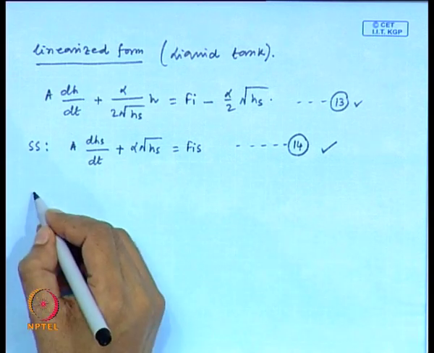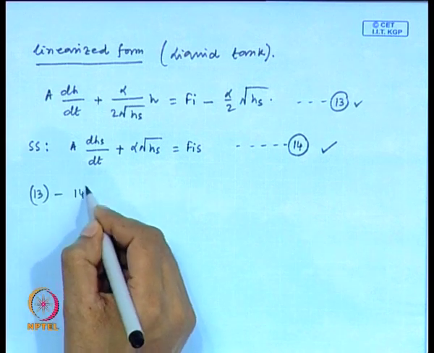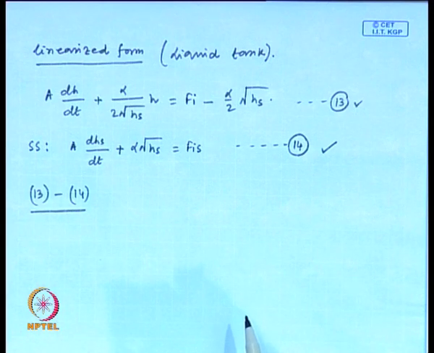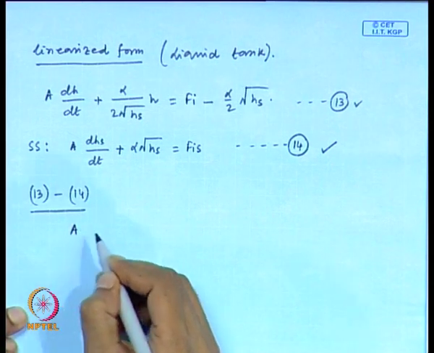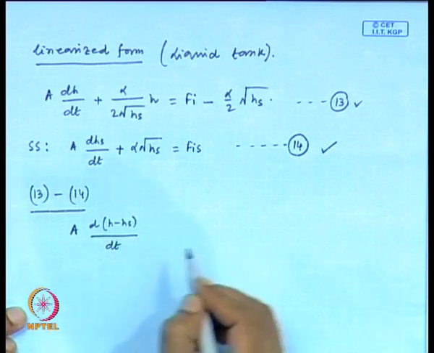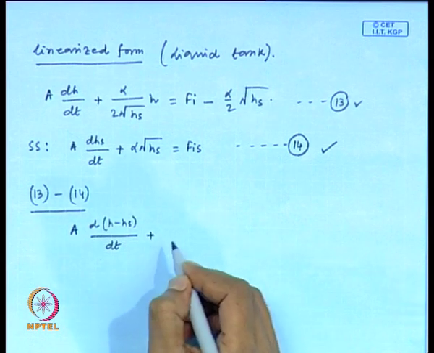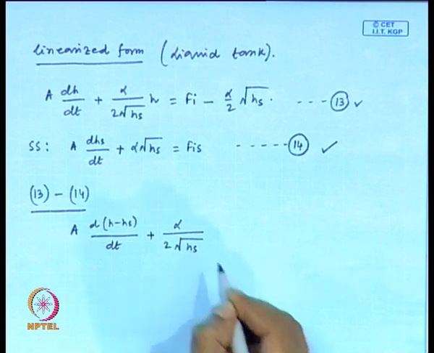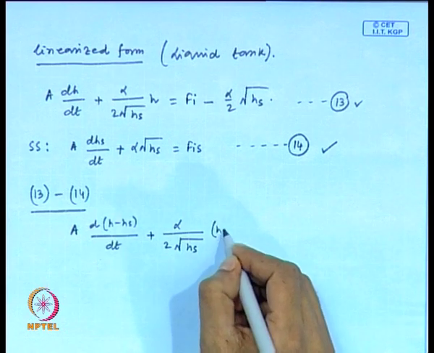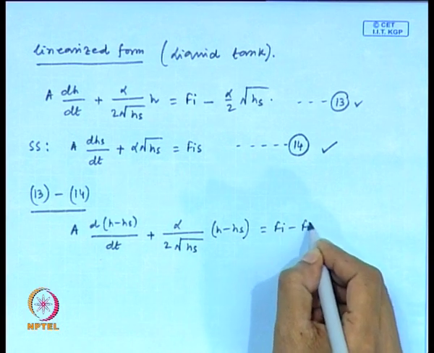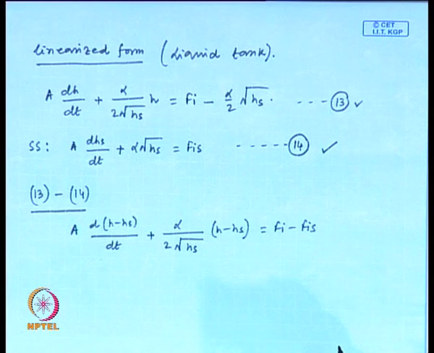Now, we will subtract equation 14 from equation 13. If we subtract equation 14 from 13, we get A times the differentiation of (h minus hs) plus alpha divided by 2 root hs times (h minus hs) equals Fi minus Fis.